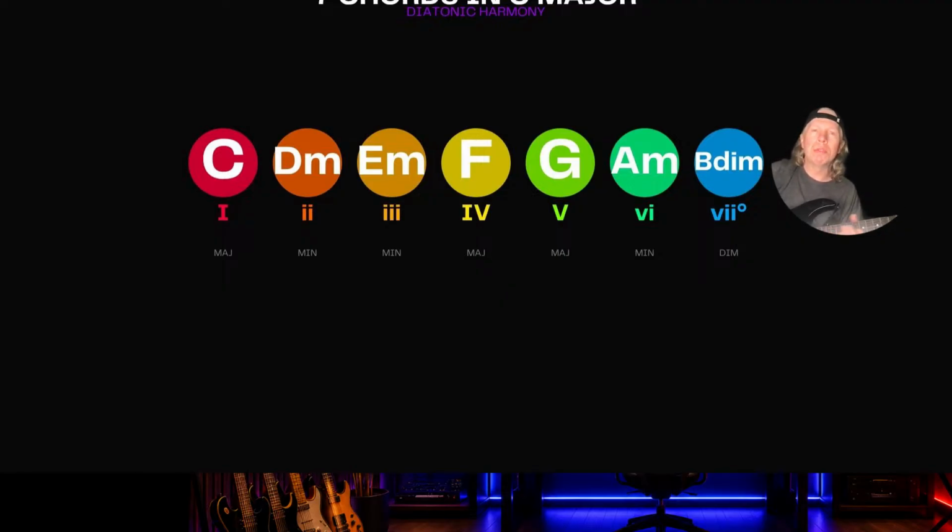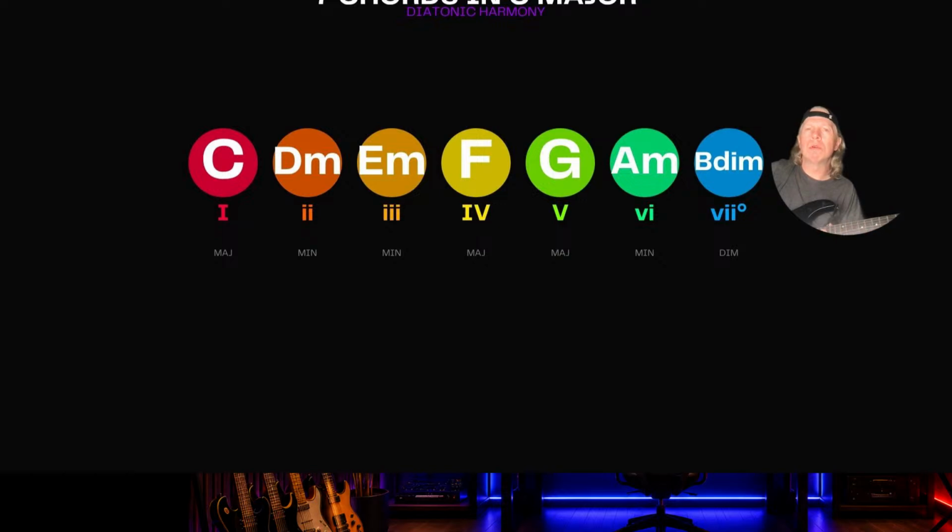An easier way to remember that is the first, that C note, or whatever key you're in, is always major. The fourth is always major. In this case, it's the F, and the fifth is always major, which in this case is the G. So C, F, G, 1, 4, 5 is always major, and then the 2, 3, and 6, the D minor, E minor, A minor here are the 2, 3, and 6. The 2 is the D minor, the 3 is the E minor, the 6 is the A minor.